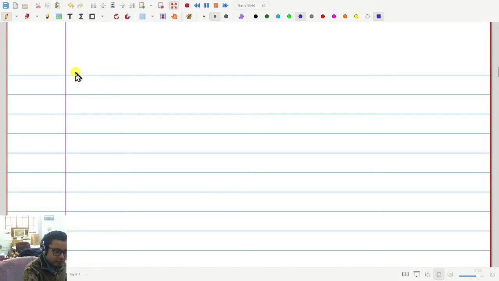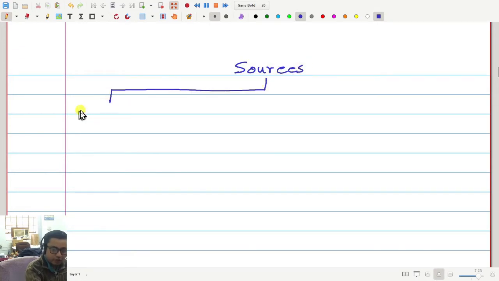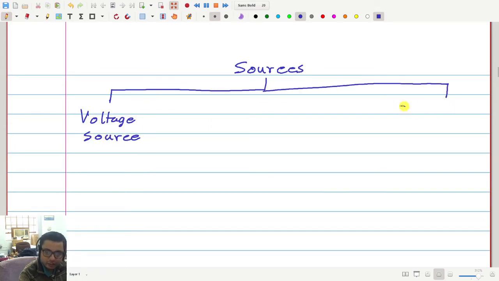So let us briefly recapitulate what we have learned yesterday. And in any case, I will give you the video recordings later if there is any problem. Achha. So let us recapitulate what we learned briefly yesterday. Okay, so yesterday we saw two types of sources. One we call a voltage source, and the other is called a current source.